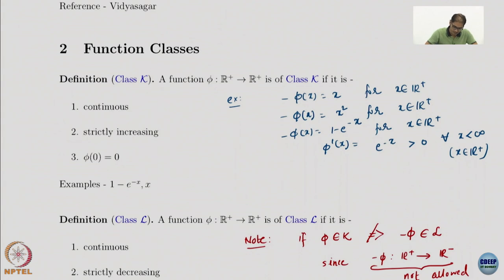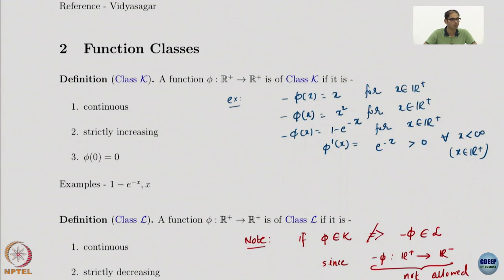Examples are as mentioned here, 1 minus e to the minus x, and x. You can verify that when x is 0, this is 0. If you take phi of x equal to x, this is one of the simplest examples, because it is 0 at 0, it is definitely strictly increasing, you can take a derivative and see, and it is definitely continuous, in fact smooth. Similarly, you can take any other polynomial. Polynomials are in fact analytic functions, way more than smooth, even beyond smooth, so polynomials all work.